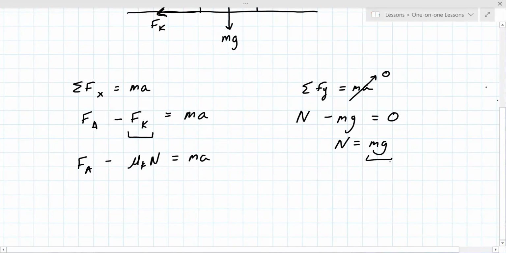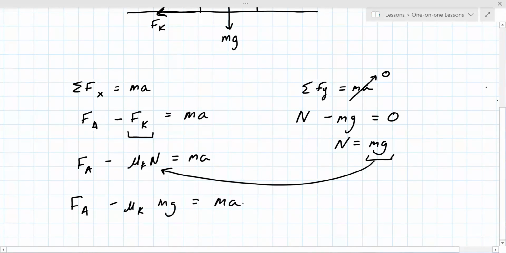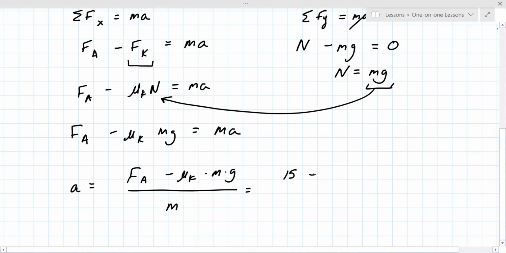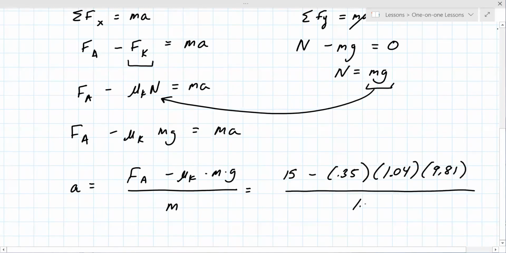So you're going to take this and substitute it in over here. So you have force applied minus mu k mg equals mass times acceleration. Now we've done a lot of things here. We're trying to find the acceleration of the box. So if we solve, a equals the force applied minus mu k times m times g, over m. And we know these values. The force applied is 15. Mu k is 0.35. The mass of the box, or in this case, the book, is 1.04. Gravity is 9.81, all over 1.04.